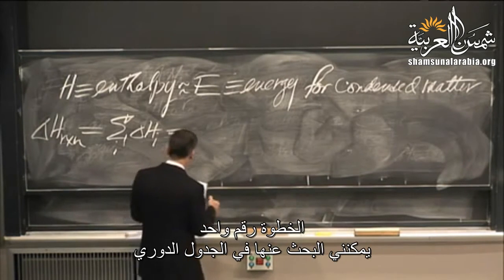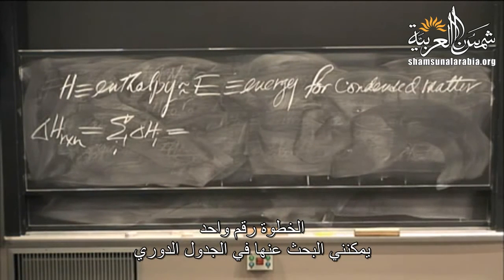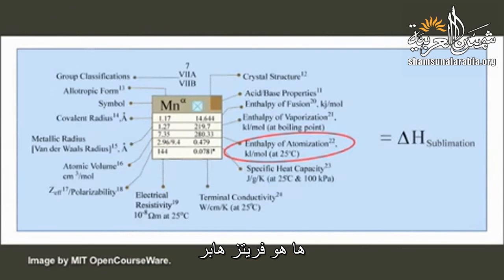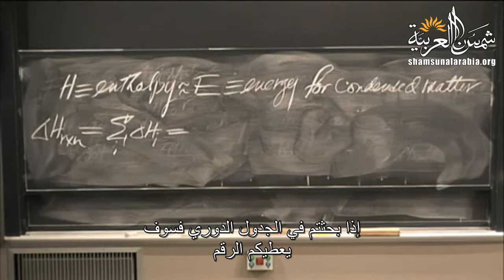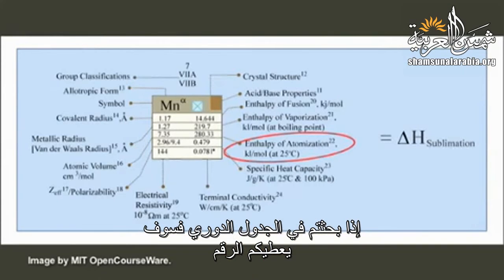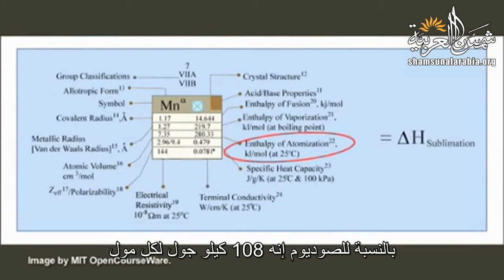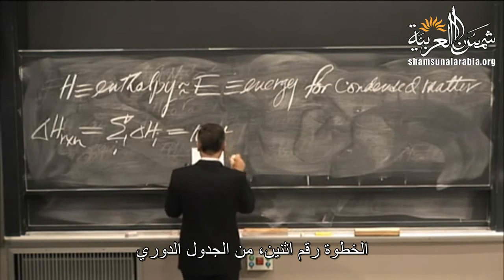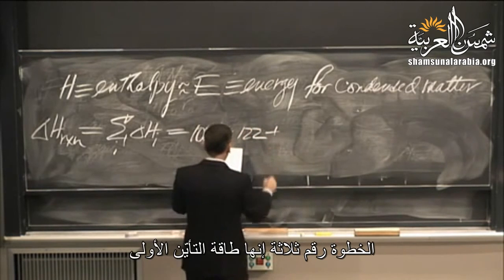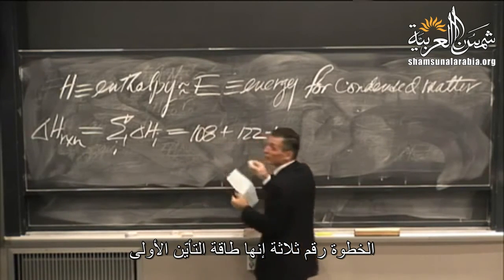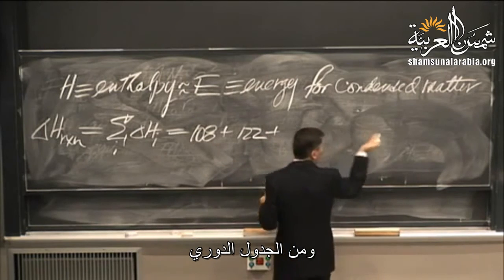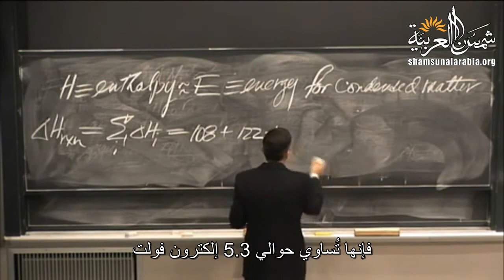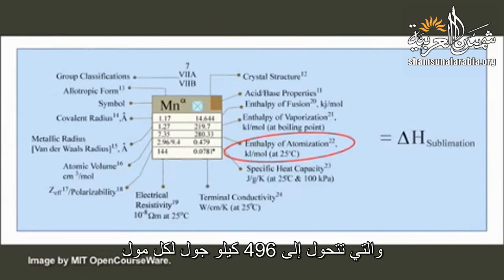So number one I can look up on the periodic table. Where is it? There's Fritz Haber. So that's given here. If you look on the periodic table, that'll give you the number. And for sodium, it's 108 kilojoules per mole. Number 2, get that from tables, it's 122. Number 3 is just the first ionization energy. You look it up on the periodic table. First ionization energy of sodium is about 5.3 electron volts, which turns out to be 496 kilojoules per mole.